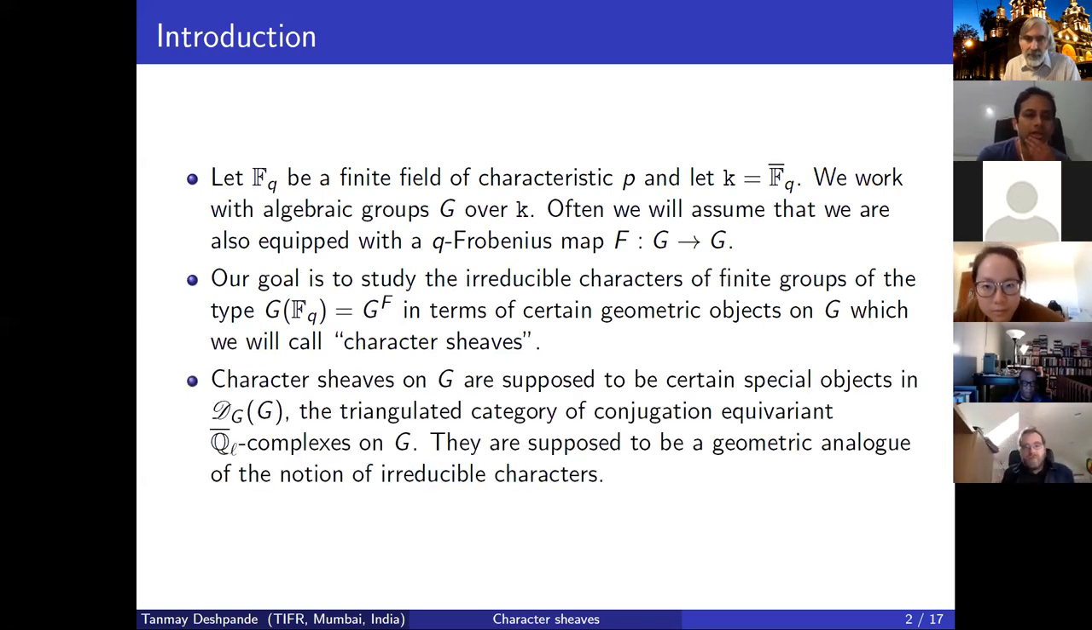Now let's look at this triangulated category of conjugation equivariant complexes on G, where we fix a prime number l, which is different from p. So character sheaves are going to be certain special objects in this triangulated category. And these are supposed to be, in a certain way, some sort of geometric analogs of irreducible characters.